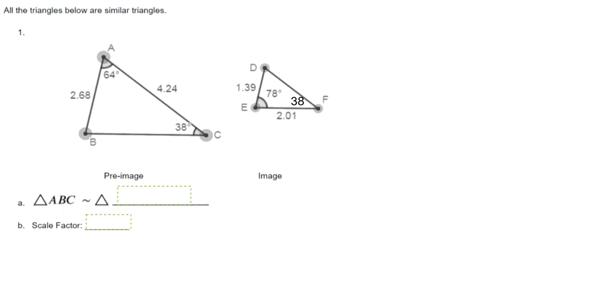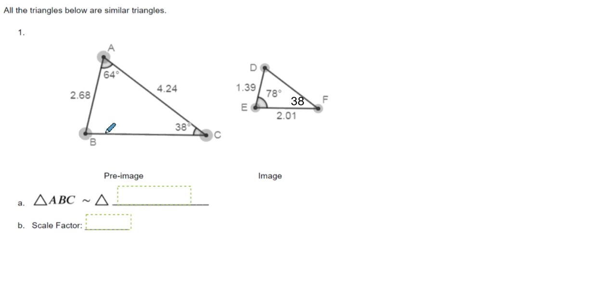Here's another example. We have 2 similar triangles, and we have the image and pre-image also labeled. Triangle ABC would be similar to triangle what? Well, remember, with similar triangles, we can match up their corresponding angles. So if we know a triangle with 2 angles, we should be able to calculate the missing angle for each.